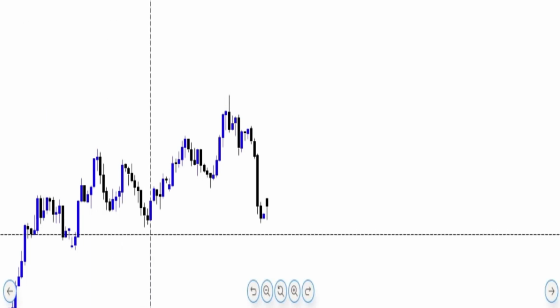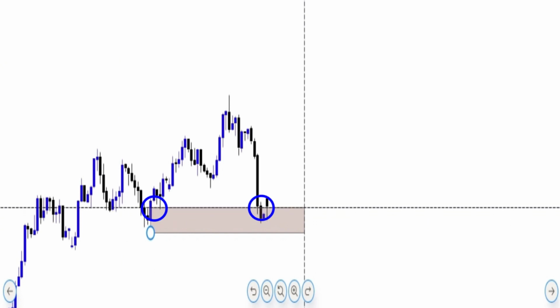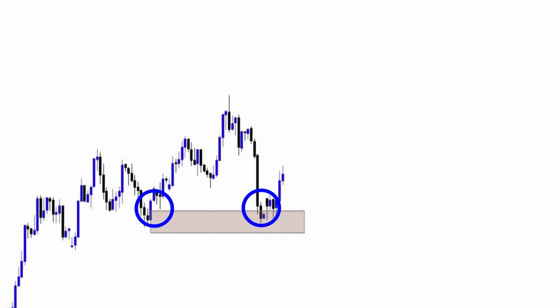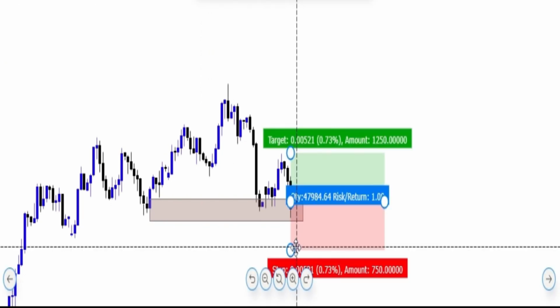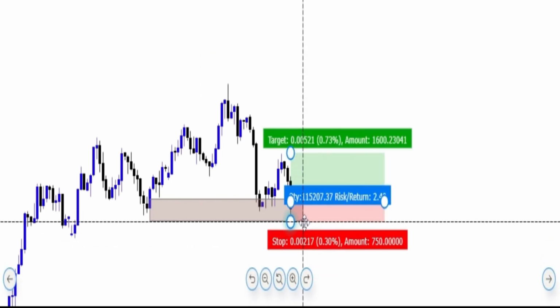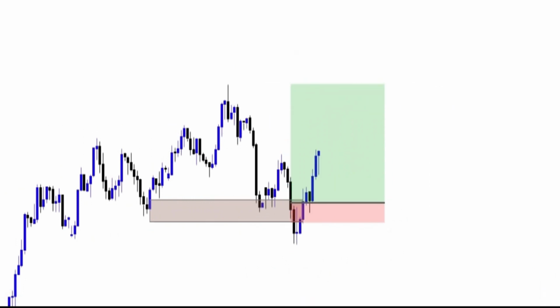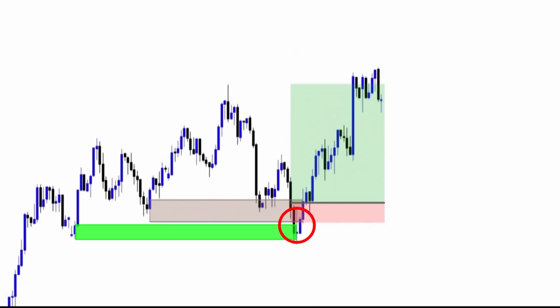Here we have the pound-yen on the 1 hour time frame. As you can see here, the price rejected this support level 2 times, which is why the retail traders would initiate their buy trade once the price reaches the zone again. Let us see what happens if they initiated their buy trade here. The price hits their stop loss and comes to this bullish order block zone and then rapidly moves upside.